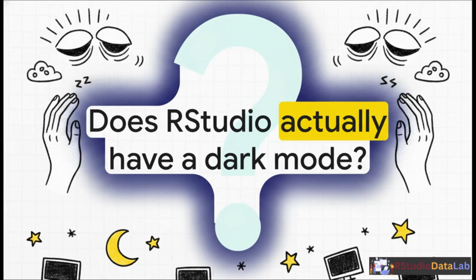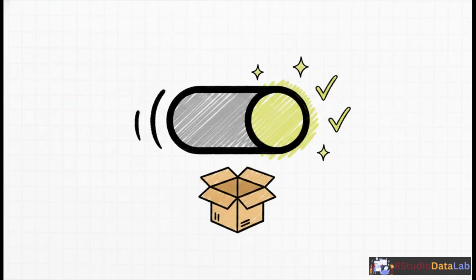So if you've ever felt that late-night eye fatigue creeping in, you've probably stopped, rubbed your eyes, and asked yourself, does RStudio actually have a dark mode? A lot of people honestly assume it doesn't, just because it isn't turned on by default. Well, I am very happy to tell you the answer is a satisfying, resounding yes. It is completely built right in. No extra installations, no sketchy downloads, and seriously, no complicated workarounds. It's sitting right there in the software, just waiting for you to flip the switch.